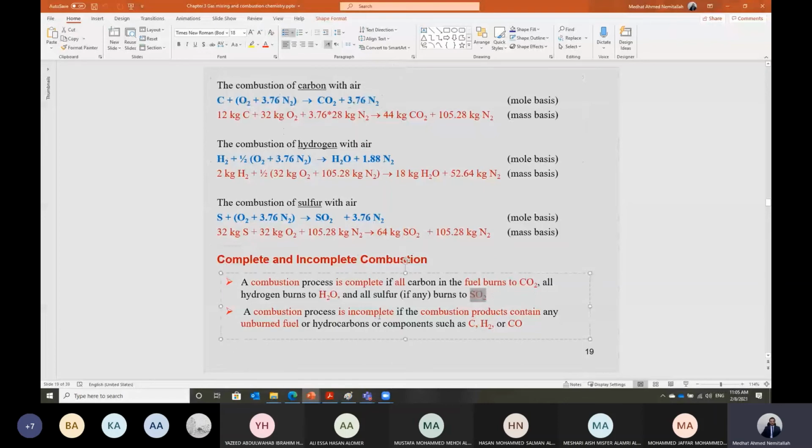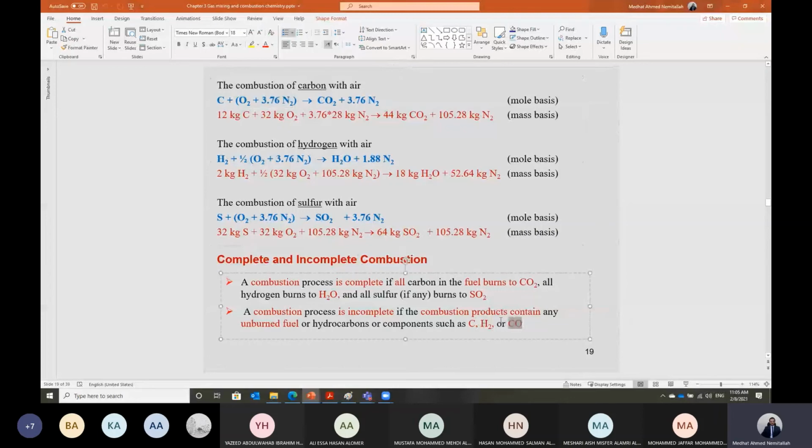But in incomplete combustion, we don't have enough air, so part of the fuel will be converted to carbon dioxide, but still some carbon will be converted to carbon monoxide because it does not find enough oxygen to be converted to carbon dioxide. And we may have soot in the exhaust emission, especially in the case of a diesel engine. It is very rare to have hydrogen in the combustion product because hydrogen is highly reactive and it competes with carbon monoxide, and usually it wins.